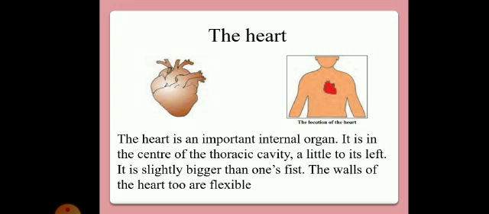Children, the heart is an important internal organ. You can see the picture of the heart here on the screen. And you can see the place of the heart, that is location of the heart, in the second picture. It is in the center of the thoracic cavity, a little to its left. It is slightly bigger than one's fist. Children, when we bend our fingers, our hand makes a fist. The walls of the heart are flexible.